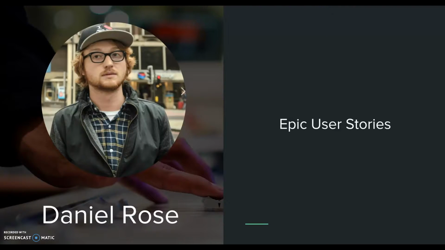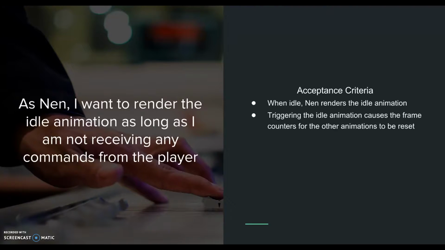So mine are going to be demonstrated at the level of Nen, but the implementation is higher up the inheritance tree at game figure, so that any game figure can inherit the same code to render itself moving around in the animation. So we broke this into some child user stories, so let's take a look at those.